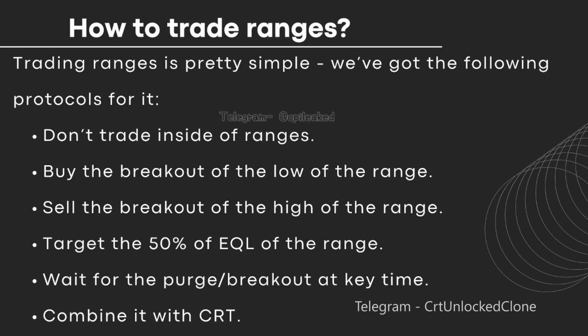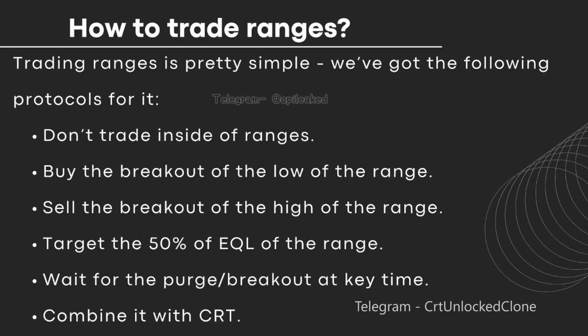Now, another important rule is to wait for the purge of either side of the range at a key time. This is important because you want to avoid lower probability purges and only trade those that occur at key times, such as from 3 to 4 a.m. Eastern time, or from 8 to 9 a.m. Eastern time, and so on. These are the key times which you must look for the purge.